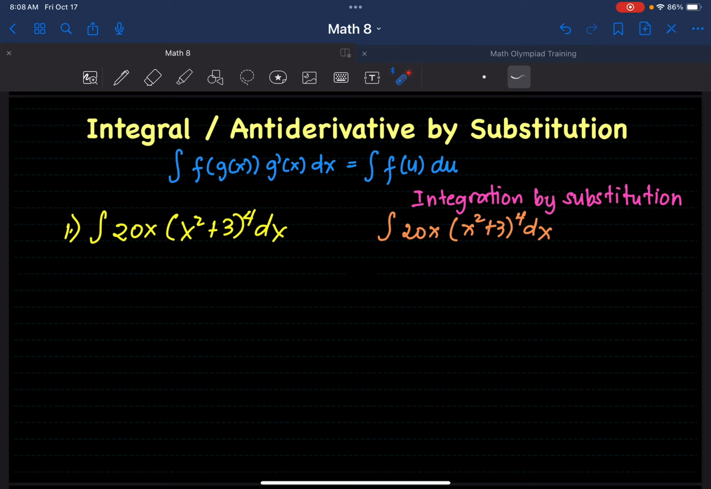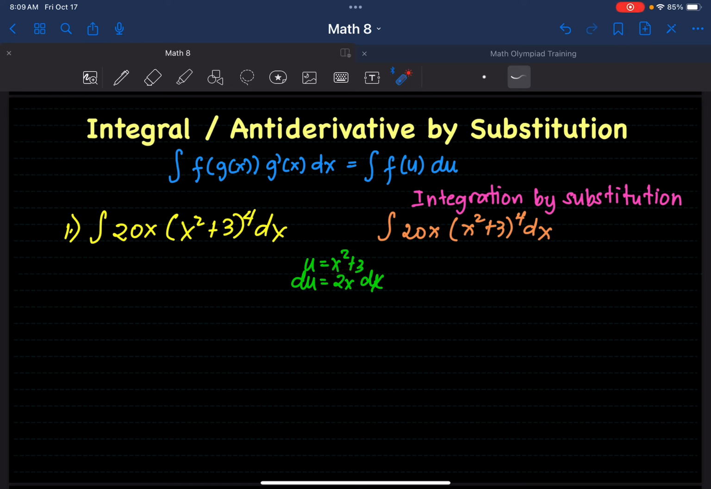So let's have example. Number one, what is the integral of 20x times x squared plus 3 raised to 4 dx? So first thing to do, determine what is u on the function. So in this function, we let u equals to x squared plus 3. And what is the derivative of u? This is 2x dx.